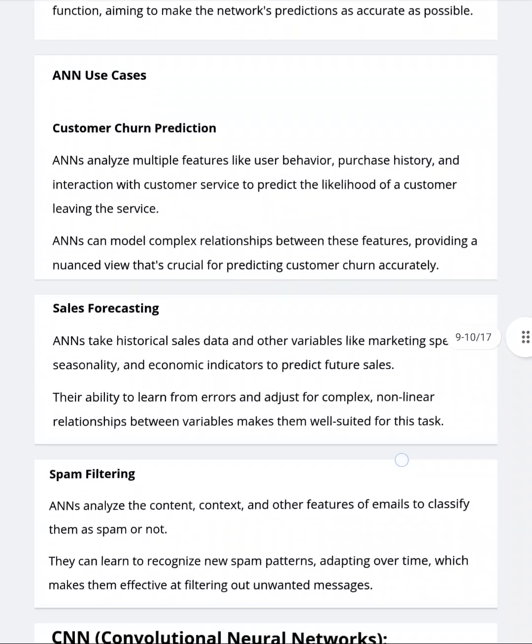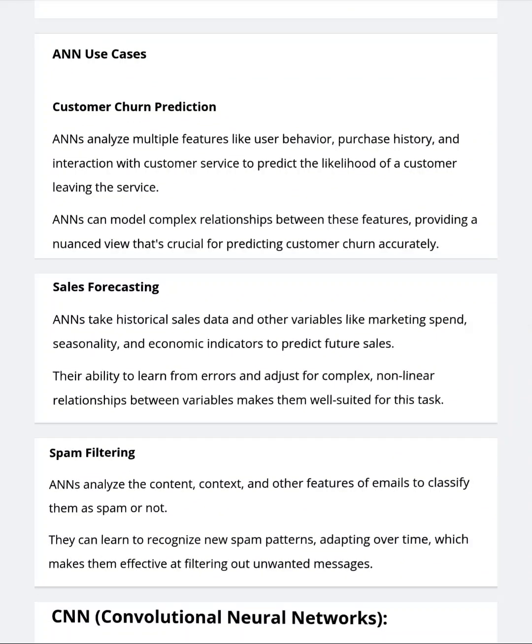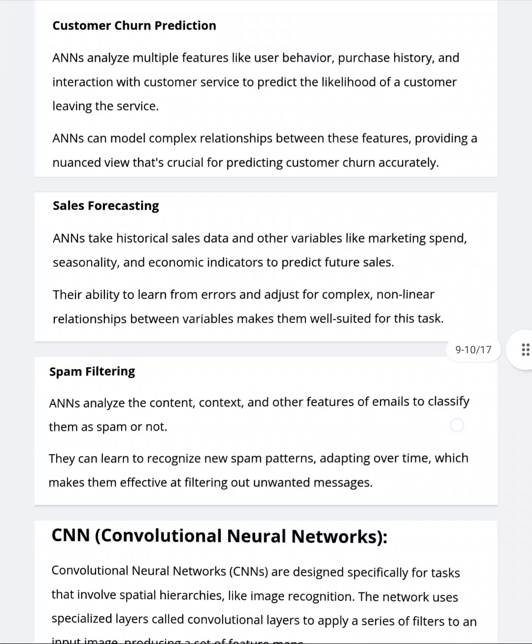The second example is sales forecasting, where ANN takes historical sales data and other variables like marketing spend, seasonality, economic indicators to predict the future sales. Then you have the spam filtering. So ANN can analyze the content, context, and other features of emails to classify whether the mail is important or spam. So these are the applications of ANN.